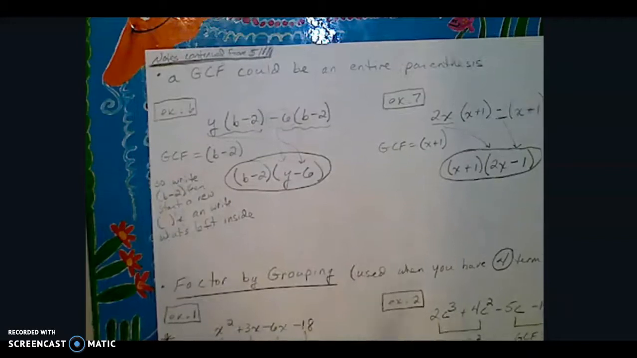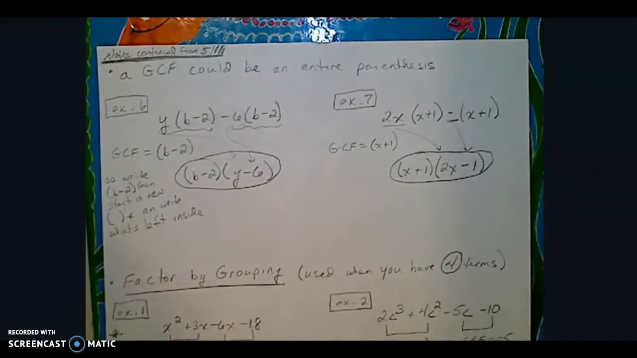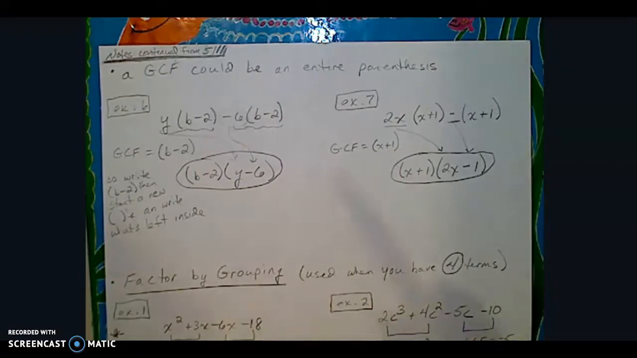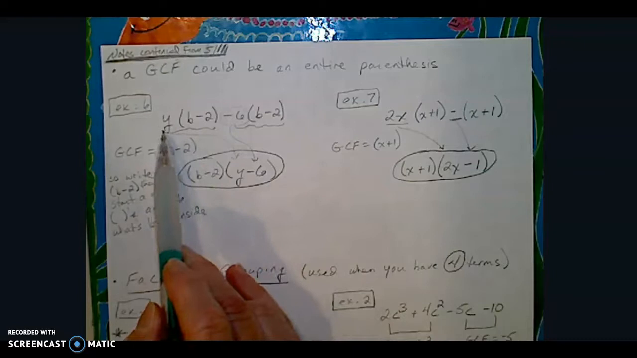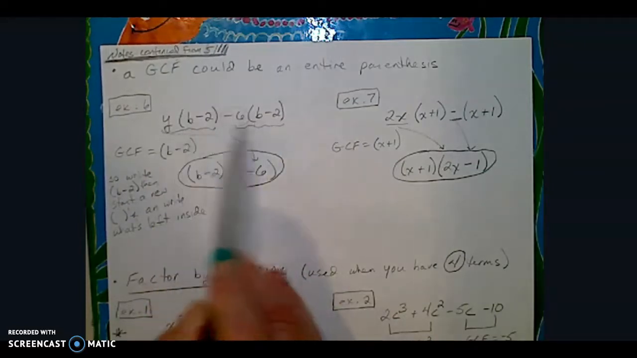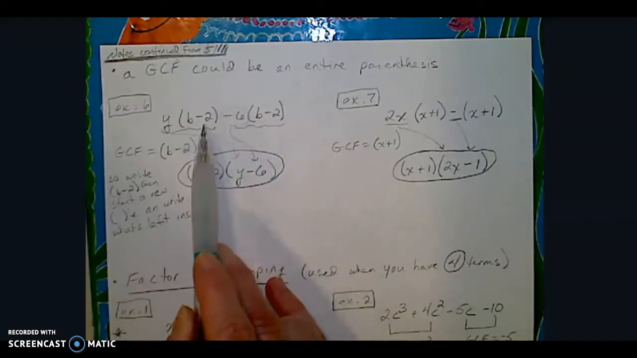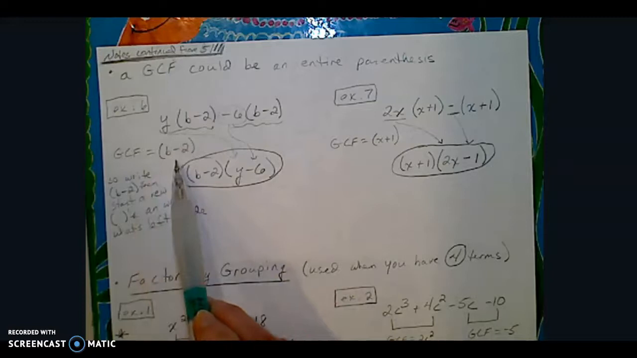All right, so then on the second sheet of notes, greatest common factor might not just be a number or a variable, but it could be an entire parentheses. So in this case, in example 6, you really have two sides, and I kind of underlined them here. You have this minus this. So these are two parts of that polynomial. They both have a b minus 2. That parentheses is what they have in common. So my GCF is actually this quantity b minus 2.